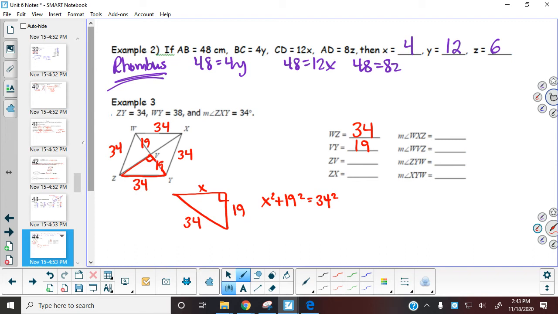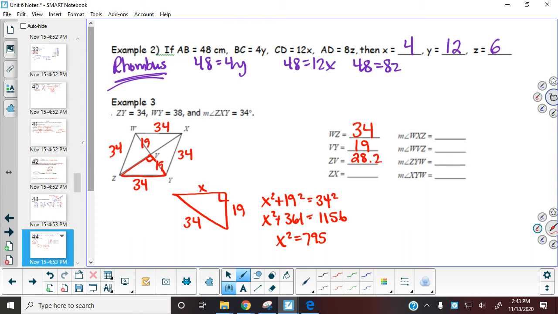We do each of those components. 19 squared is going to give us 361. 34 squared is going to give us 1156. And we subtract to figure out what x squared is equal to. So x squared at this step equals 795. And then if we take the square root of that, we get 28.2 for this value.